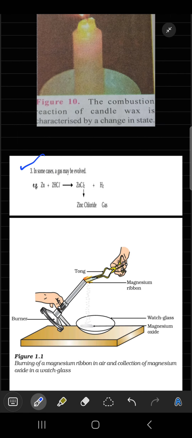The third indicator, which tells that a chemical reaction has taken place, is the evolution of gas. A gas may be evolved. For example, when zinc granules react with HCl, what we get is zinc chloride, and there is the evolution of hydrogen gas. So this is also an indicator which tells that a chemical reaction has taken place.